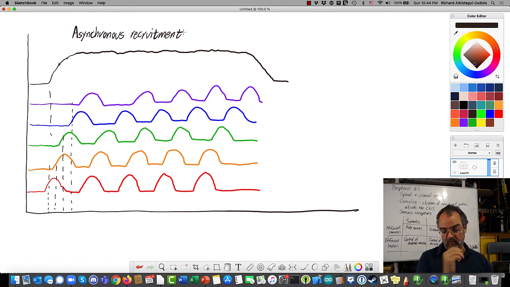Another way would be to get red to go more often. So rather than being spaced out like they are, bring those closer together. So still, at any given time, more people would be doing it because each of them has a faster cycle. So both of those are ways that our muscles can generate more force.